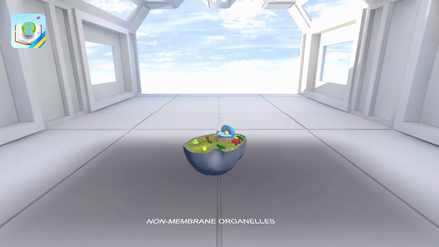Now we will continue to study cells, namely non-membranous organelles. Let's recall what organelles are. An organelle is usually a free-floating part of a eukaryotic cell that performs a specific function in the cytoplasm. Organelles are divided into non-membrane bound, single membrane bound, and double membrane bound.